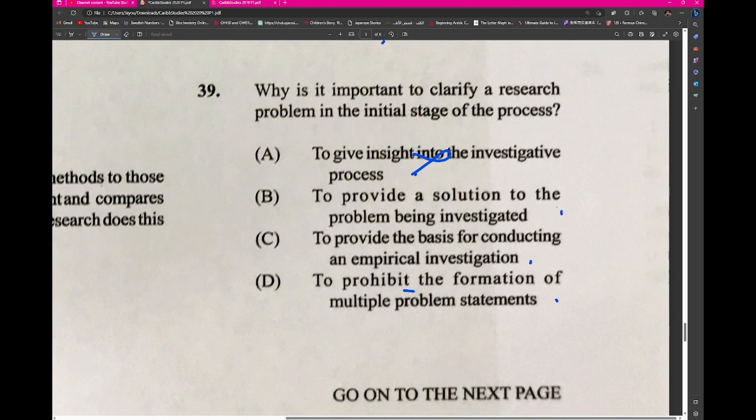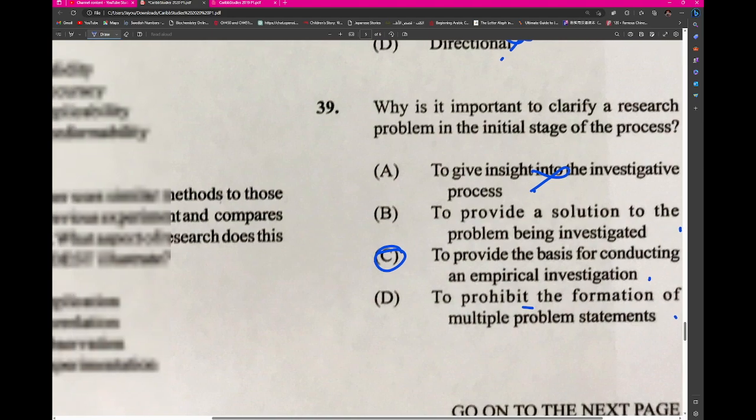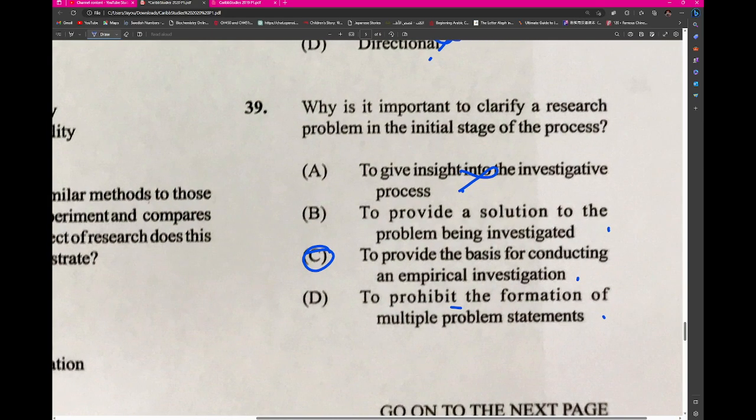Wouldn't the problem being investigated be the research project itself? I think it would be this C here. But if providing a context is there, I think. Oh, that's for literature review, not research problem. I'm sorry. I think that's fine.